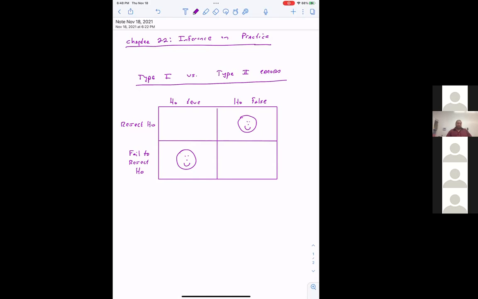And if the null hypothesis is false, then I would like to reject it. So if I don't reject it, I've again made an error. Again, it's not an error that I'll know that I made, but it is an error. So these two types of errors, the one on the top left, if the null hypothesis is true and I reject it, I call this making a type 1 error.